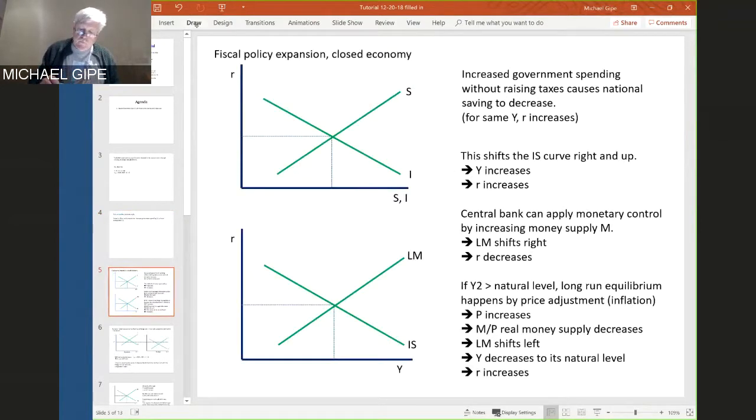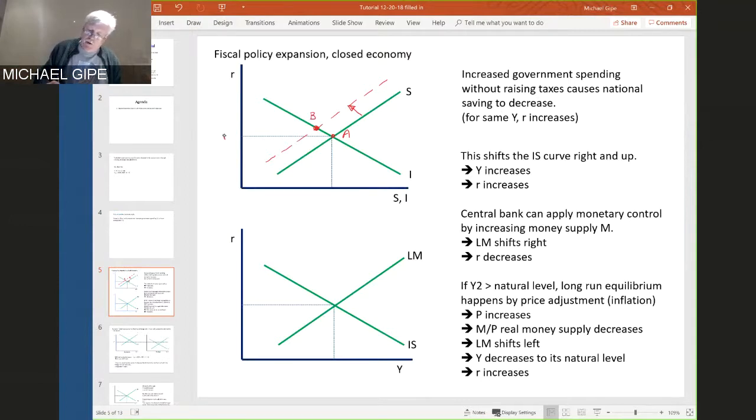So what we're going to see here is that when you increase government spending and don't raise taxes, you're going to increase your deficit, and it causes national savings to decrease. So the savings line here is going to move left. And that means that we're going to reach a new savings and investment equilibrium. So we're going to move to this new point after moving our savings back. So we'll go from, say, point A to point B.